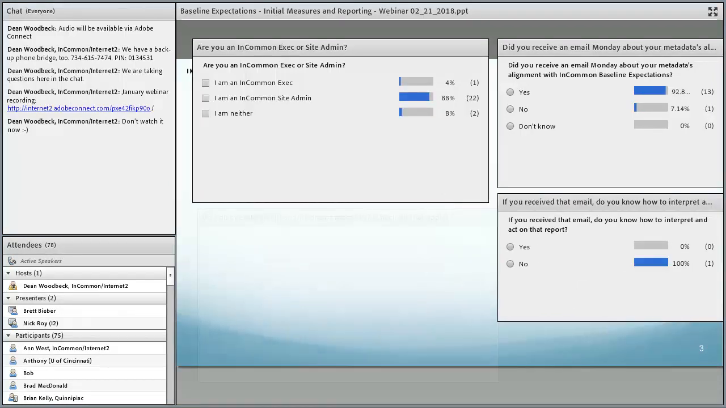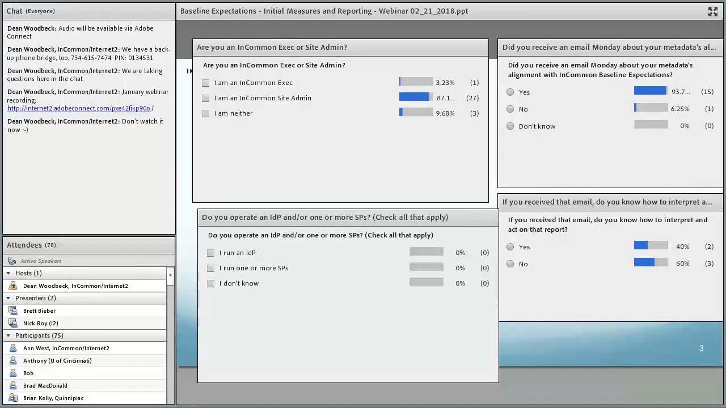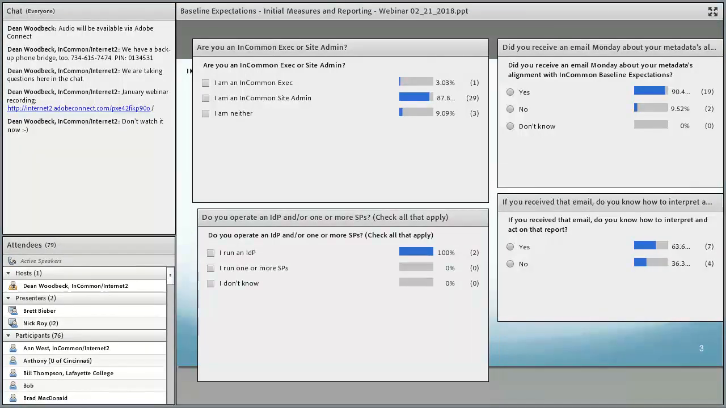I always love this part of these things because it's fun to get real-time data and see what's going on out there. It looks like we have a large number of InCommon site admins, at least one InCommon exec. Most people who are answering so far got an email about metadata and baseline on Monday when we sent that out. Again, a good number of people know what to do. So that's awesome. That puts us in a good position for the rest of the discussion.